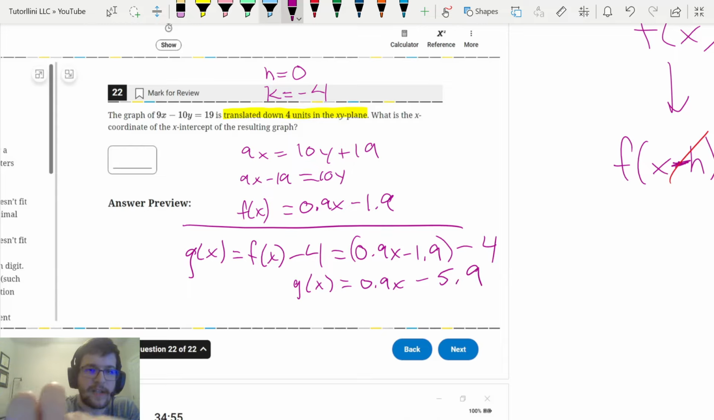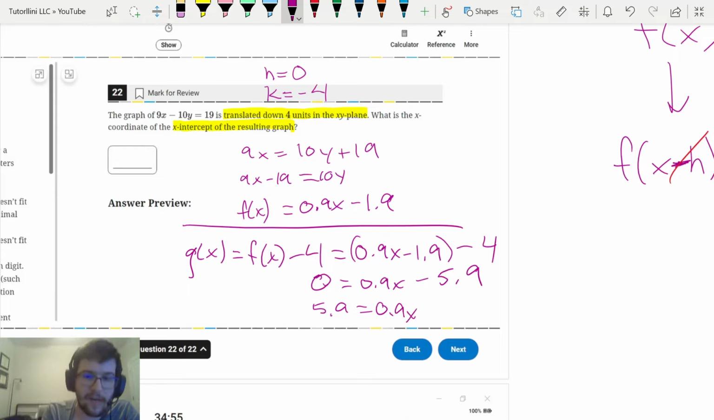And now to find the x-intercept, you plug in y equals 0. So I'm going to make this y equals 0, and then I'm going to solve that equation. So move the 5.9.